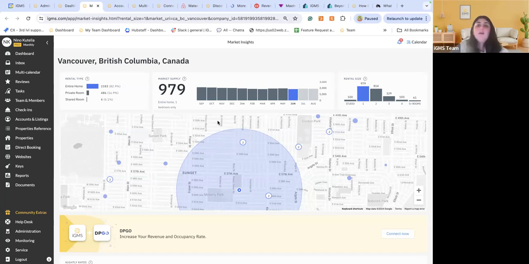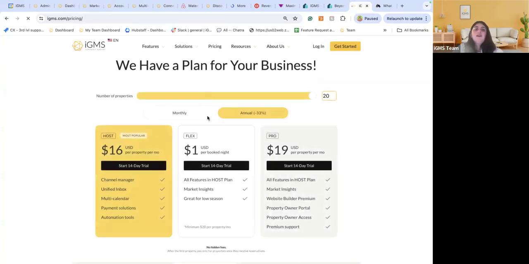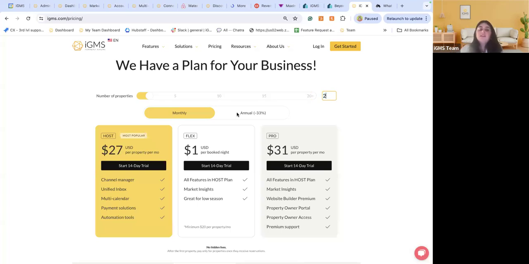In terms of the software, we have three different pricing plans. So let me show it to you. As you can see, we have three different pricing plans: host, flex, and pro. The pricing of two of them depends on how many properties you currently have. Let's say, as an example, I take two properties. We have monthly and annual plans. The monthly host costs $27. Flex is always a dollar per booked night with a minimum of $20. And the Pro one is $31. As soon as you add more properties, the pricing actually goes down.